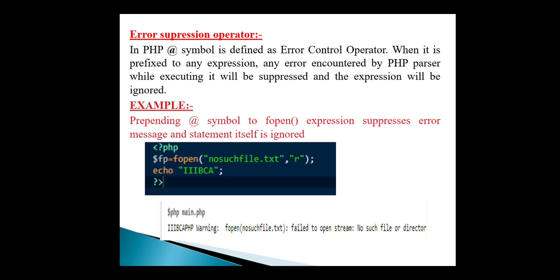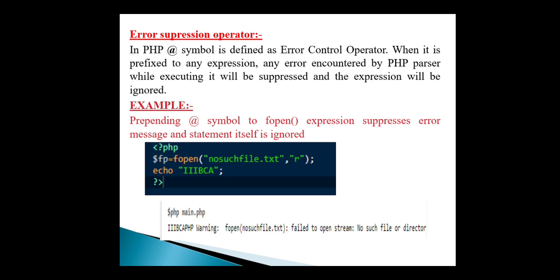Okay, so here you can consider this example, so it can be easily understood. Prepending the at symbol to the fopen function expression suppresses the error message and the statement itself is ignored. Here fopen means file open. To open a particular file we use the function fopen. So $fp equals fopen no such file dot txt.